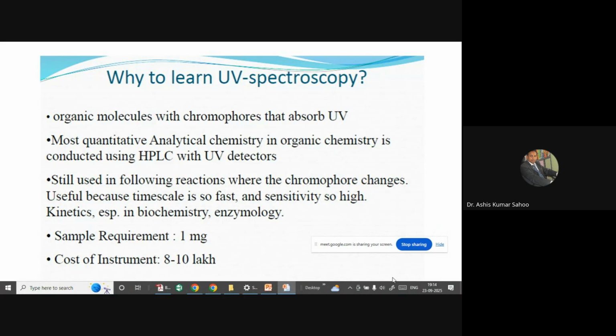Why do we learn UV visible spectroscopy technique? This is used for organic liquids with chromophores, and it is the most widely used technique in quantitative analytical chemistry and organic chemistry.